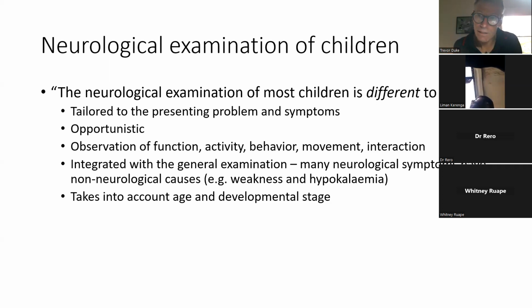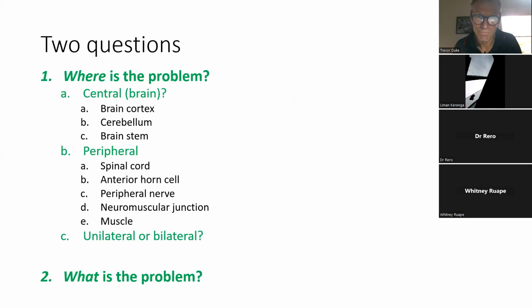And the last reason why the neurological examination is different in children to adults is because it takes into account age and their developmental stage. So you have to have some understanding of the child's developmental stage at a particular age. So for all those reasons, the examination is a little bit different in children than it is in adults.